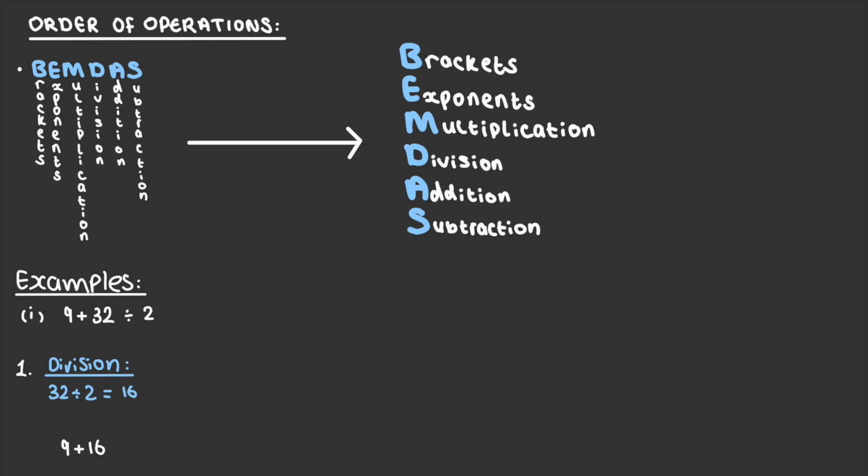Replacing the original sum with our answer, we are left with 9 plus 16. Now, the only operator that is left is addition. By applying the addition operator, we get 9 plus 16 is equal to 25, which is our answer. Here is another example where the order of operations is necessary in finding the correct solution.